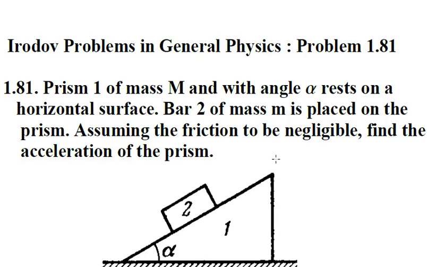इरोदोव जनरल फिजिक्स की प्रॉब्लम 1.81 को डिस्कस करेंगे। पहले हम प्रॉब्लम पढ़ते हैं। Prism 1 of mass capital M and with angle alpha rests on a horizontal surface. Bar 2 of mass small m is placed on the prism. Assuming the friction to be negligible, find the acceleration of the prism.